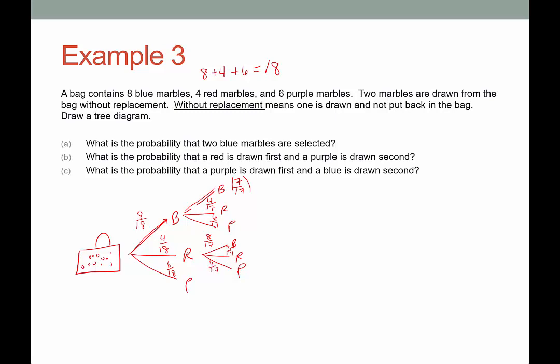6 out of 17. And then last but not least, if a purple is selected first, we can still pick any of the 3 colors. We could pick a blue, we could pick a red, we could pick a purple. The second drawing, again, there's 17 marbles. And all the blues are present because we drew a purple first, so it'd be 8 out of 17. All the reds are present because we drew a purple first. There's 4 out of 17. One fewer purple, so there were 6, now there are only 5. So we would have 5 out of 17.